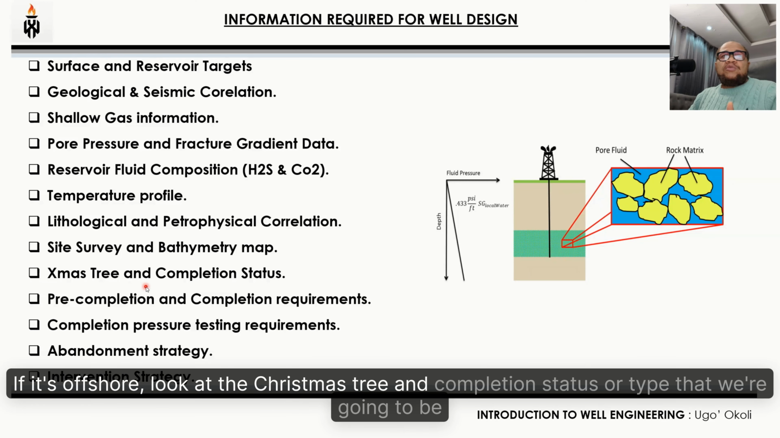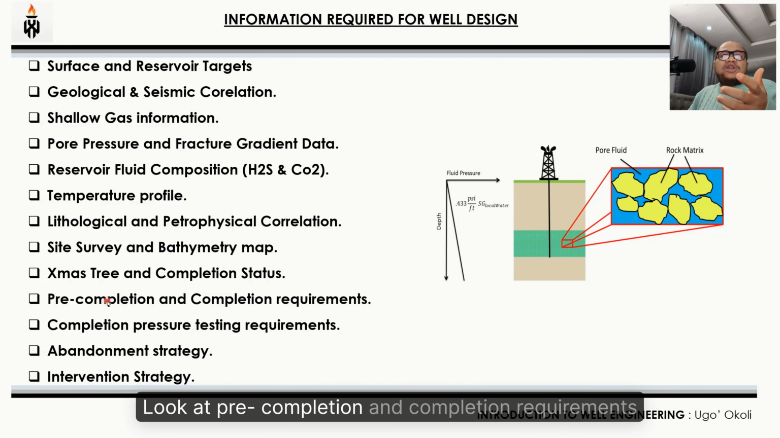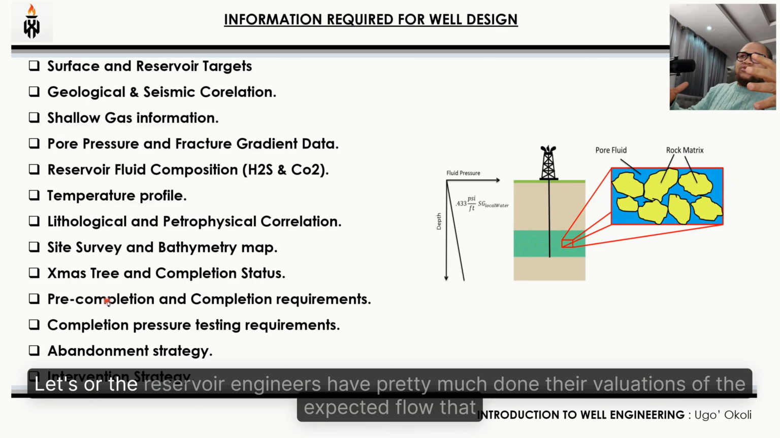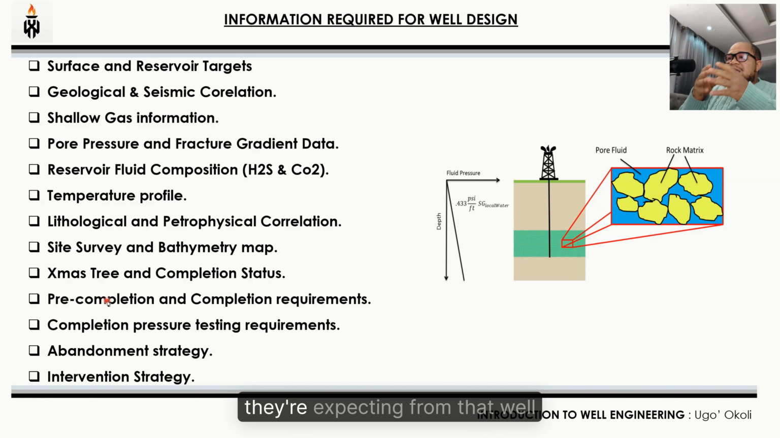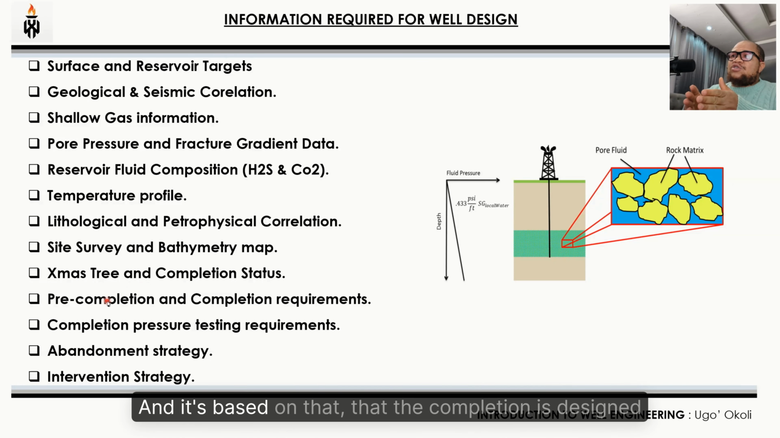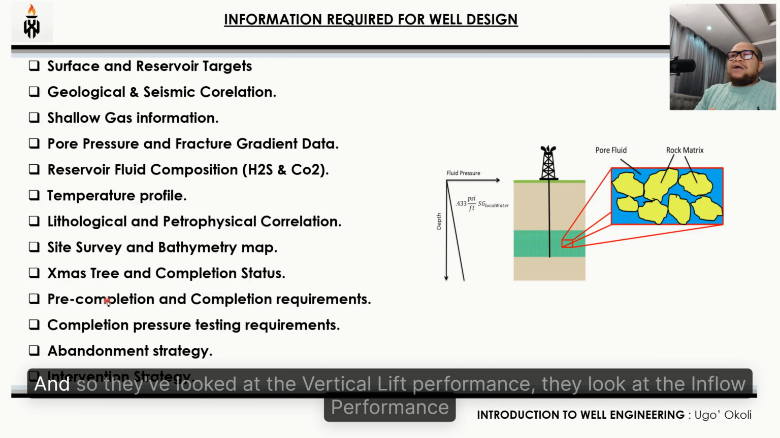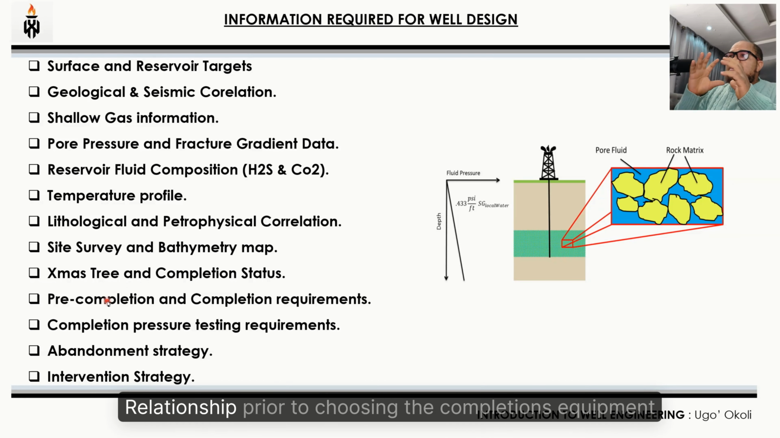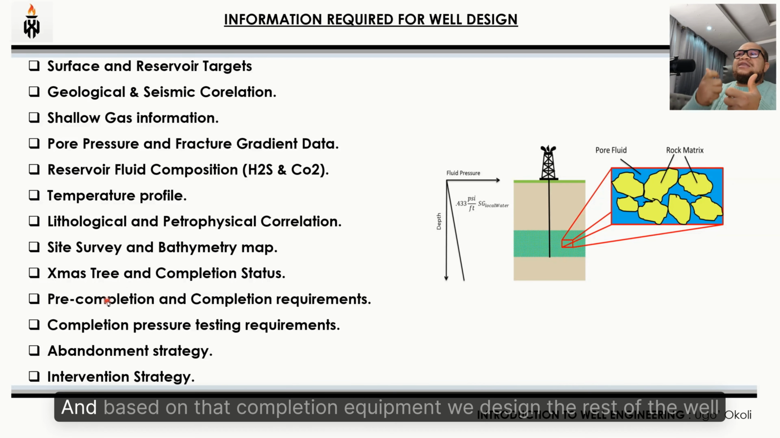We look at the Christmas tree and completion status or type that we're going to be selecting. We look at pre-completion and completion requirements. The reservoir engineers have pretty much done the evaluations of the expected flow that they're expecting from that well. And it's based on that that the completion is designed. And so they've looked at the vertical lift performance, they look at the inflow performance relationship prior to choosing the completions equipment. And based on that completion equipment, we design the rest of the well.